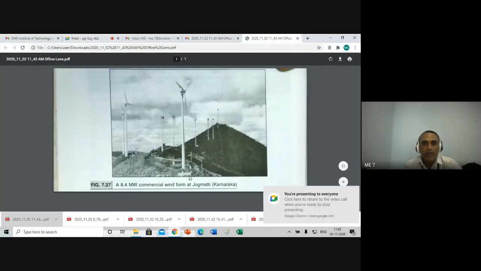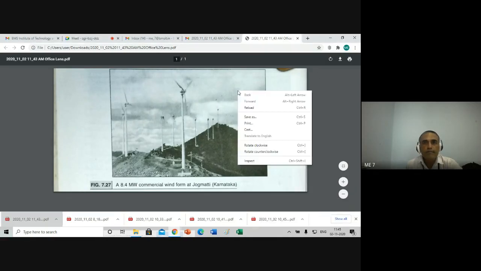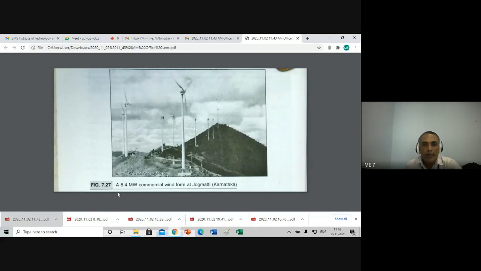I will show you why I have taken this one. Look, 8.4 megawatt commercial wind farm at Jogi Matti, Karnataka. This is near Chitradurga. I was telling you in the beginning of my talk. I have visited this windmill by bike just to see this. Our native place is near this one. This is a world renowned place.